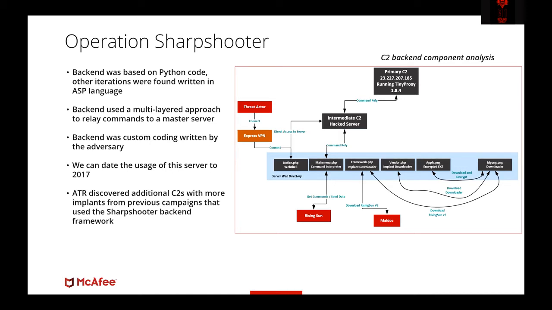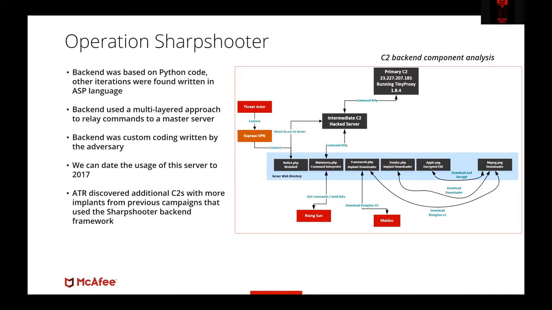Now, in this slide, we're going to talk a little bit about the backend code that we had identified. What was interesting is that we worked with international law enforcement to obtain information about a command and control server. From our investigation, we were able to see that the backend was written for Operation Sharpshooter in Python code, and later iterations we discovered to have been written in ASP language.